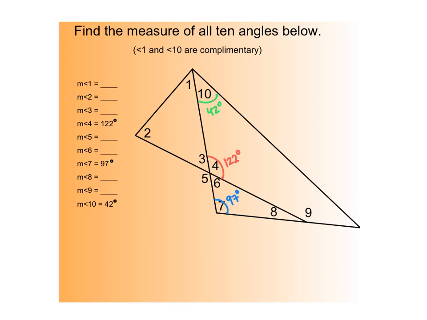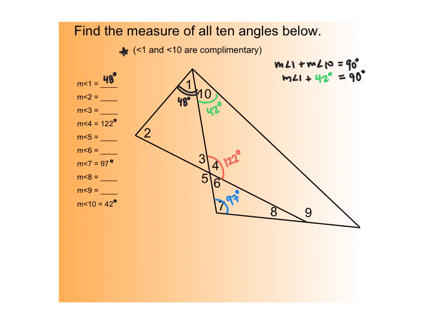Okay, we know that 1 and 10, given above, right here, 1 and 10 are complementary. What that means is that the measure of angle 1 plus the measure of angle 10, complementary means 90 degrees. Okay, so I know the measure of angle 10 is 42 degrees. So what I'm going to do is solve for the measure of angle 1 by subtracting 42 from 90. Okay, and that gets me 48. So the measure of angle 1 should be 48 degrees. Okay, outstanding.